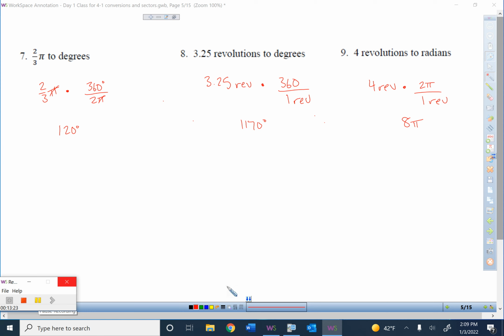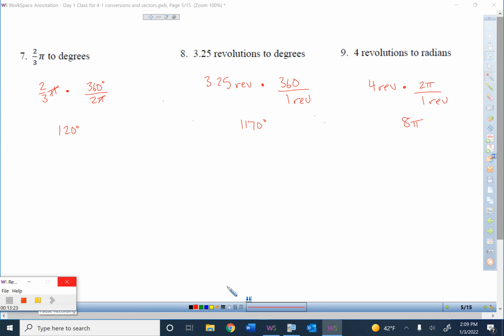We want to get familiar with this, because if we know pi is 180 degrees, then when we're changing from radians to degrees, the easiest way to do so is with substitution. We can substitute pi with 180 and simplify a little bit faster, because 180 divided by 3 is 60, and 60 times 2 is 120, and it's done. Okay, the same thing can be done on number 10.